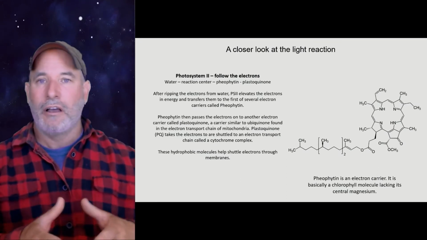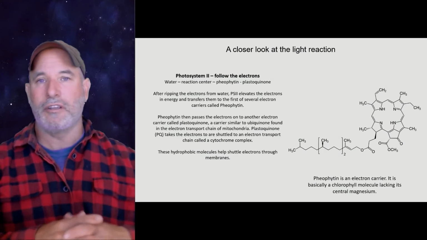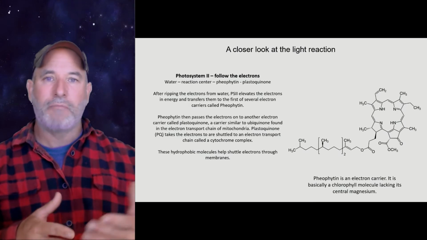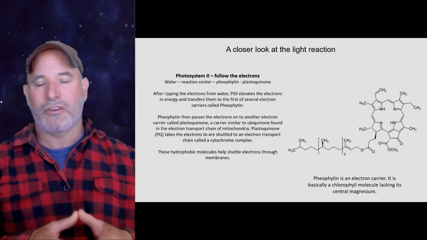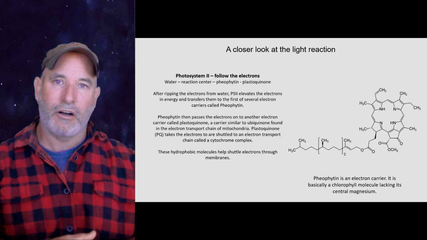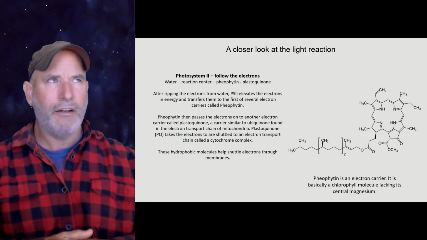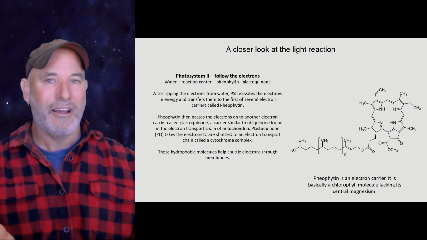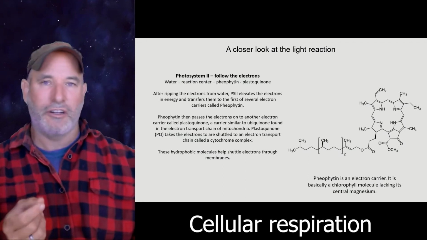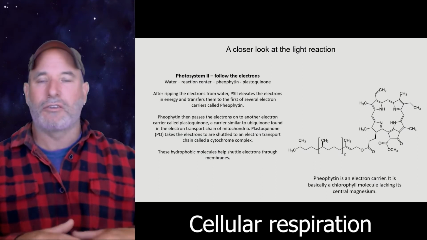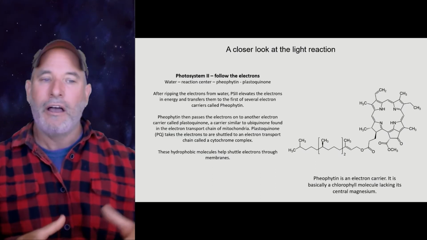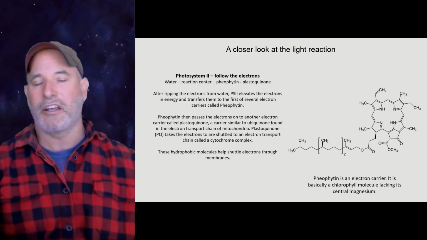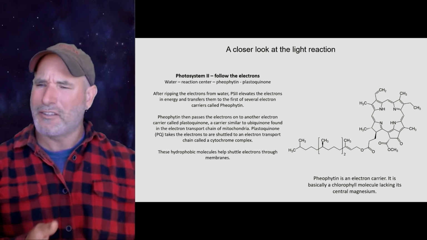I mean, this molecule is hydrophobic. It can easily go through the membrane, the thylakoid membrane. Okay, then this molecule, pheophytin, will take the electrons to another electron carrier called plastoquinone. Quinone, quinone, quinone. It would be quinone, right? You've seen this before. In cellular respiration, one of the electron shuttles is called ubiquinone. So quinones are a class of molecules, and of course plastoquinone is very similar to ubiquinone that we see in cellular respiration.